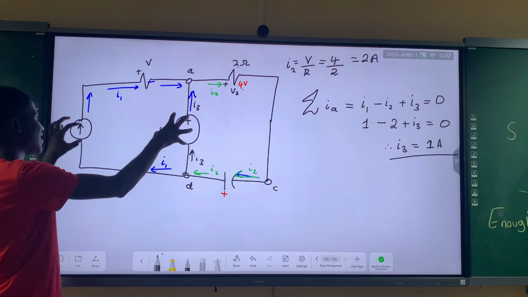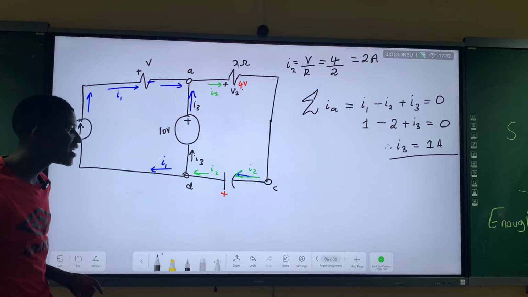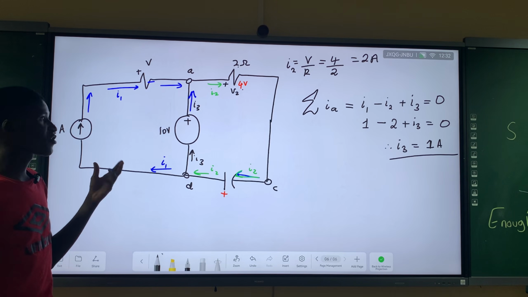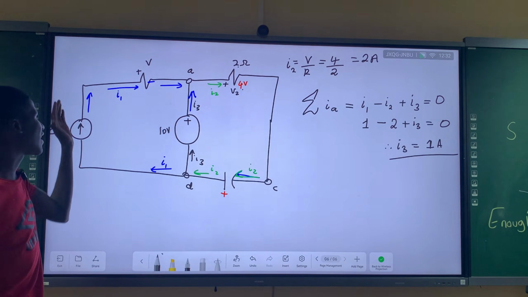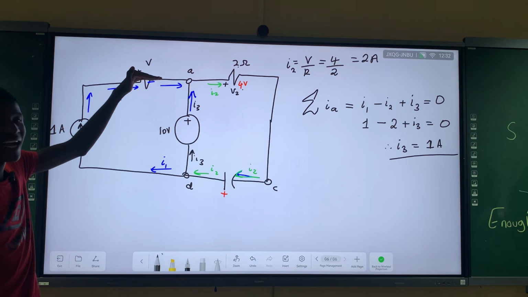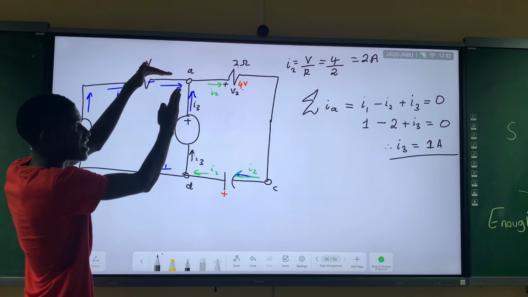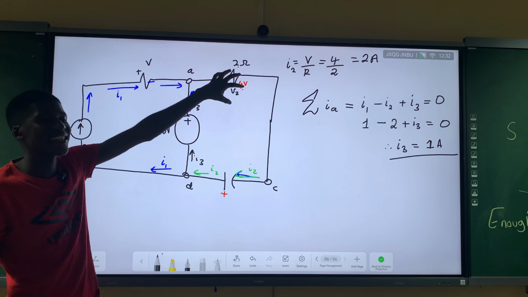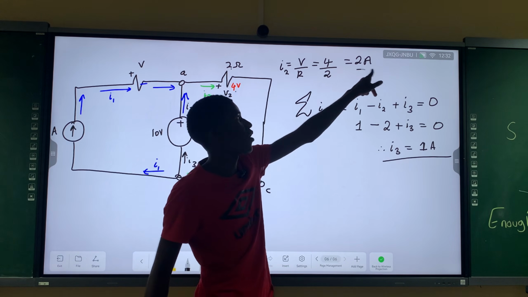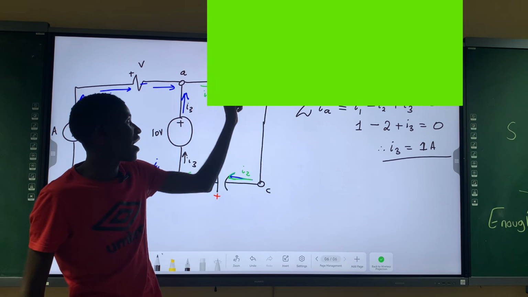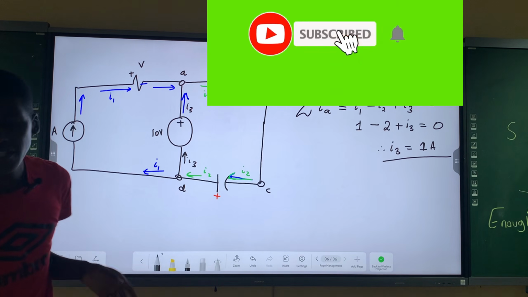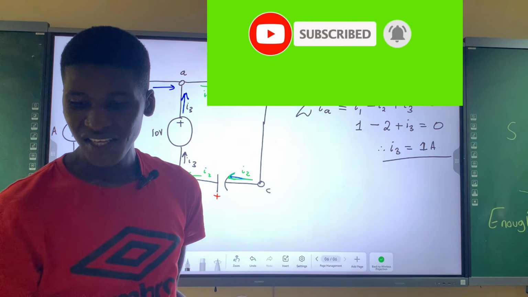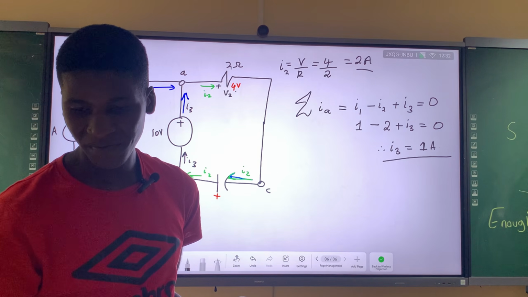So this and this, they are producing similar current. That is why this one has 1 ampere and here we've got another 1 ampere. When they combine, they form 2 amperes entering this resistor, which is what we calculated now, I2, which is 2 amperes. So we have found the answer there. Simple thing, right? Complicated thing.